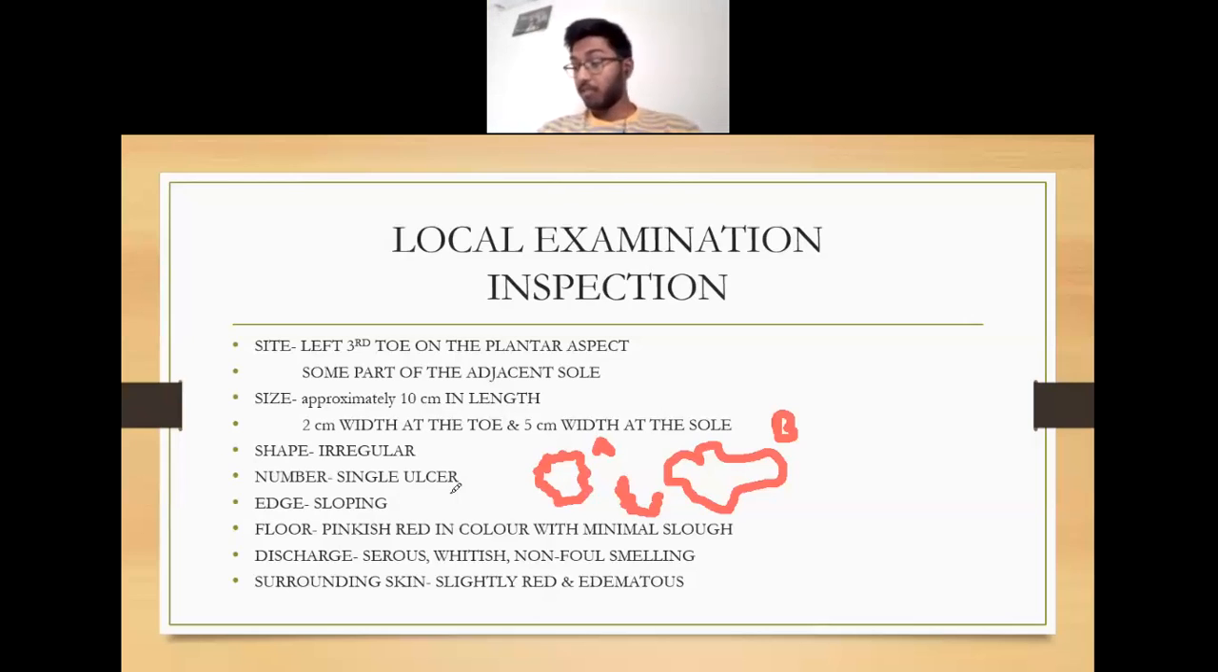Why is this important? I'll tell you when we come to diagnosis. This is the most important feature which will make your diagnosis, of all the features.